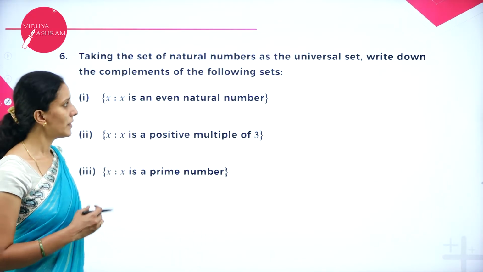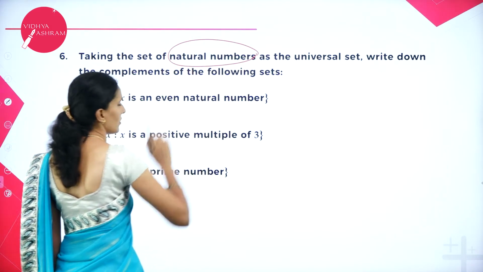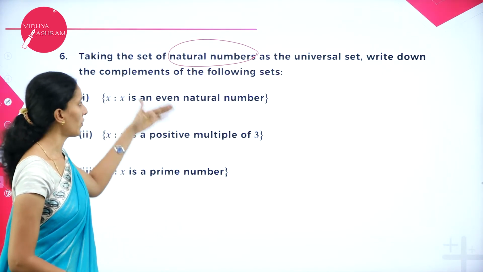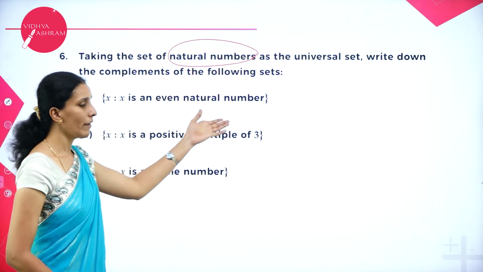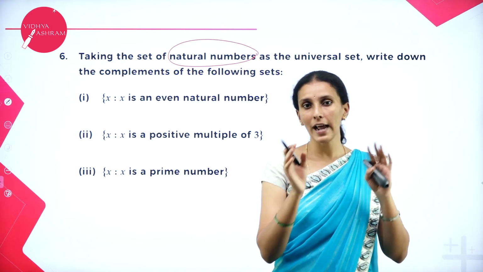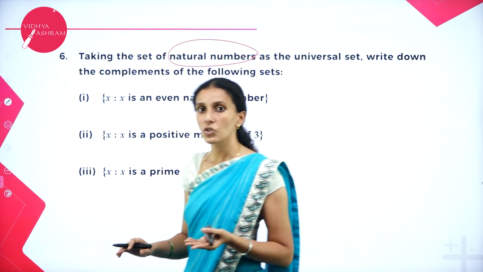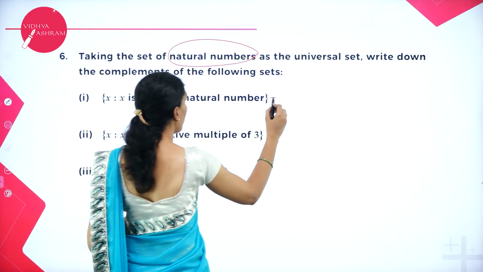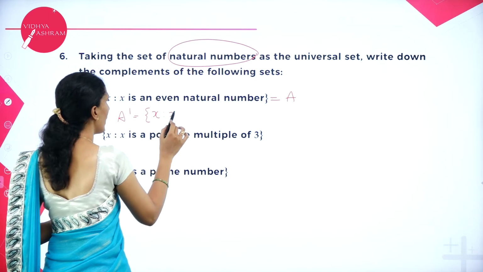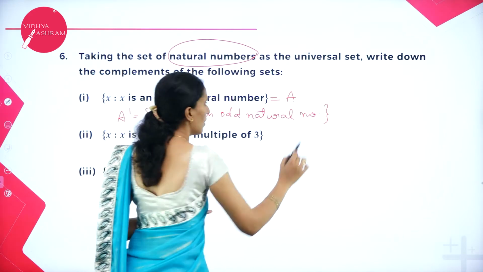So here are a few examples. I can write by taking natural numbers as a universal set. If I take natural numbers as a universal set, write down the complements for the below sets. Then X is an even natural number. Natural numbers are the union of even natural numbers and odd natural numbers. If this is your set A, then what is your A dash? It is the collection of all those X where X is an odd natural number. So this will be your complement.